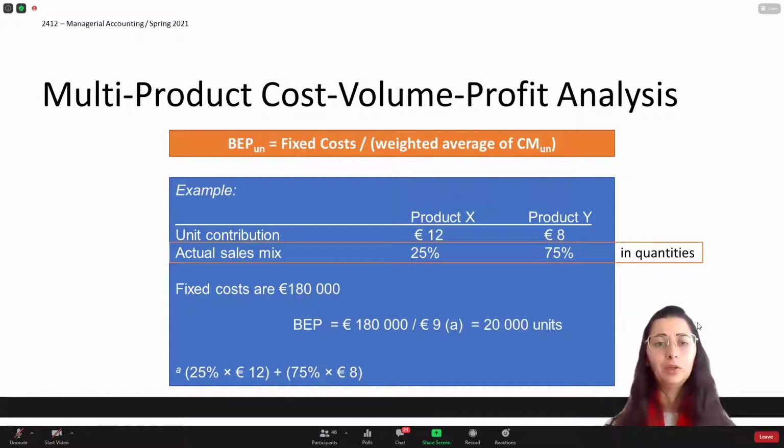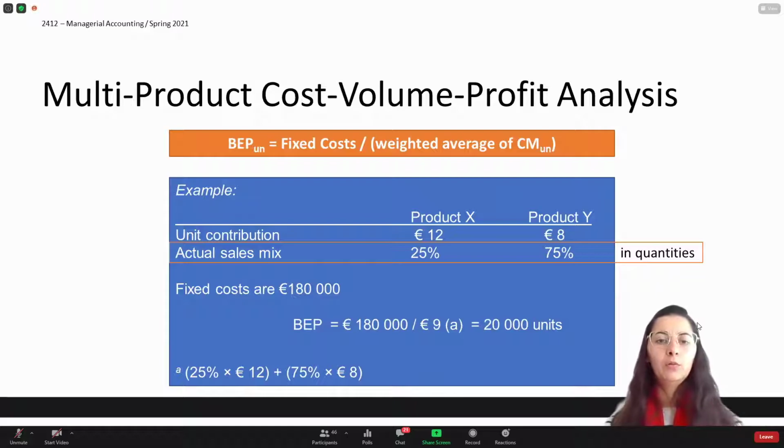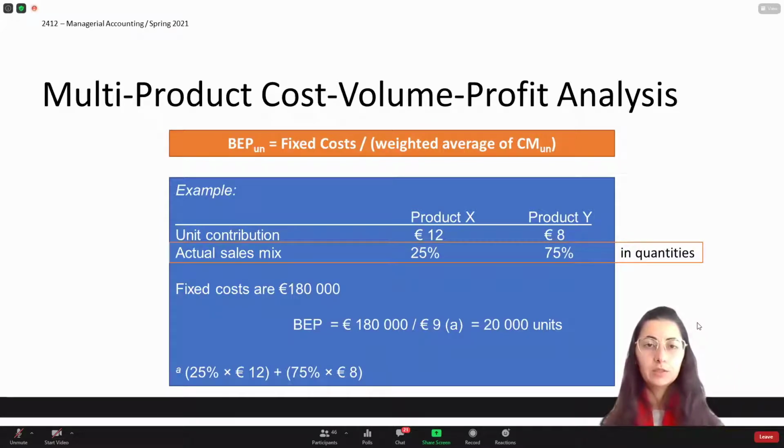Now, this is the way we do it for units, but it's the same way if you want to do it in euros, okay? But we have to be consistent. If you want to calculate the break-even point in euros, when we do the actual sales mix, it will not be the sales mix when we calculate in quantities. It will be the sales mix in terms of sales revenues. Okay, it needs to be consistent. Another way would be to calculate in units, if you want to know the break-even point in euros, to see how much the break-even point is in units, and then just multiply by the selling price. Okay, any questions?